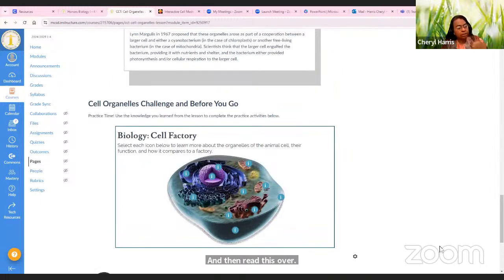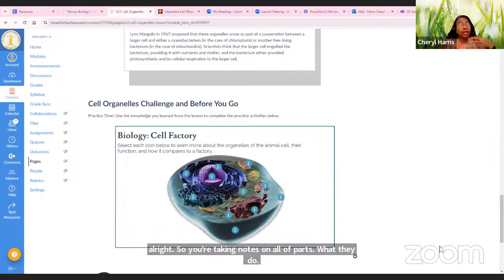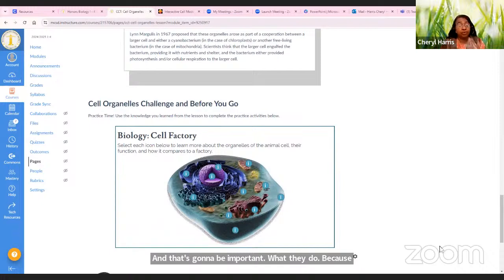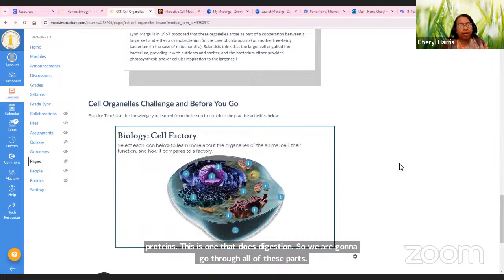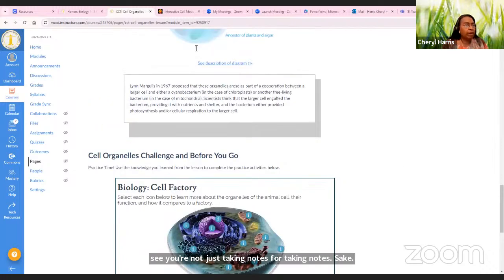So you're taking notes on all of the organelle parts and what they do, and that's going to be important, because later on when we start actually talking about how the cell functions, we will talk about this is the structure that does this. This is the structure that makes proteins. This is the one that does digestion. So we are going to go through all of these parts. All right, so you're not just taking notes for notes' sake. All right, everybody good?